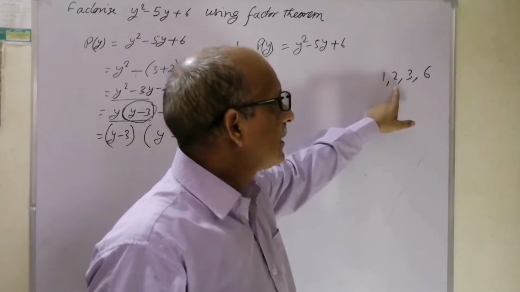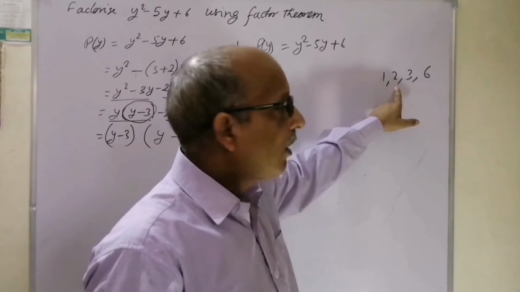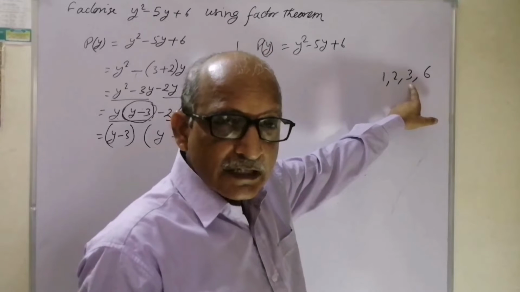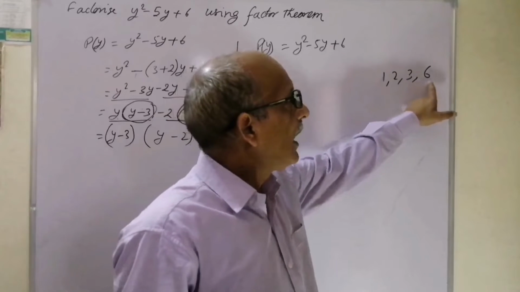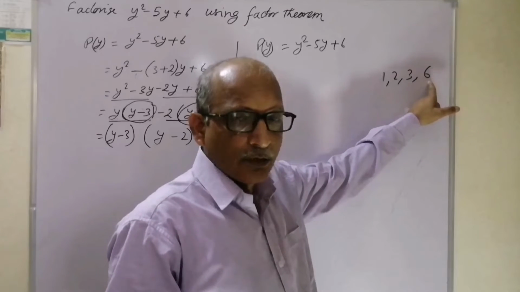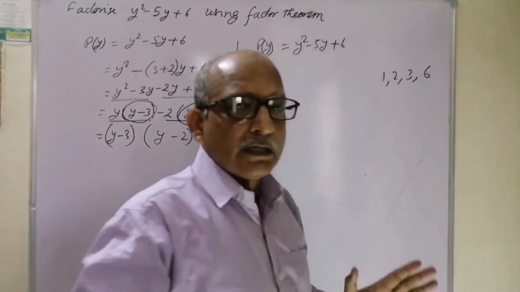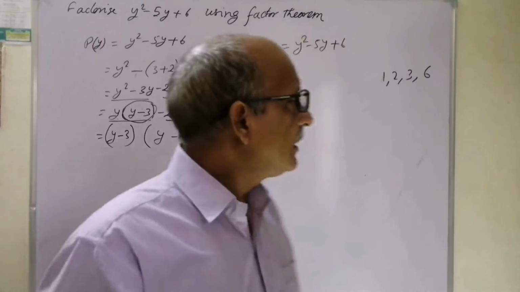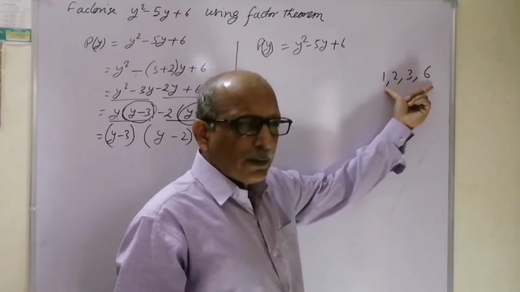Again, we have to take care: either positive 1 is 0 or negative 1 is 0. Either positive 2 is 0 or negative 2 is 0. Either positive 3 is 0 or negative 3 is 0. Either positive 6 is 0 or negative 6 is 0. So that is our guess. When we do it practically again and again, we will not be puzzled over here.